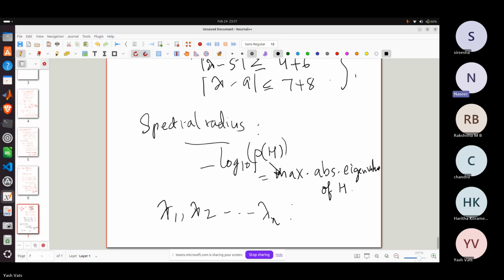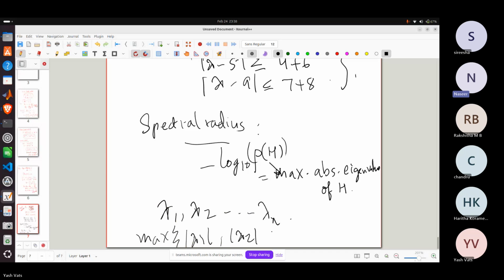Now which matrix is that? H is for the Gauss-Seidel method. H is minus the inverse of L plus D into U, and for Jacobi it is different. So to find the spectral radius, I have to always find the matrix H, and the highest absolute value of its eigenvalues is going to decide it.